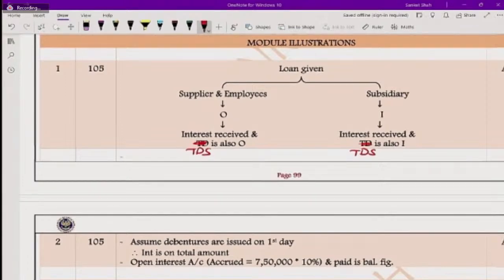So this is the index number 1. So you have to see loan is given to whom? Loan is given to supplier and employees. So beta, TDS is also operating activity. And if loan is given to subsidiary, it will be investing activity. And interest on that is also investing activity. So friends, again you have to see what is the root cause why you are giving loan.